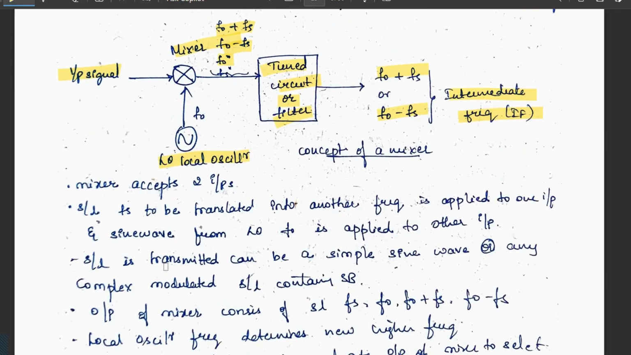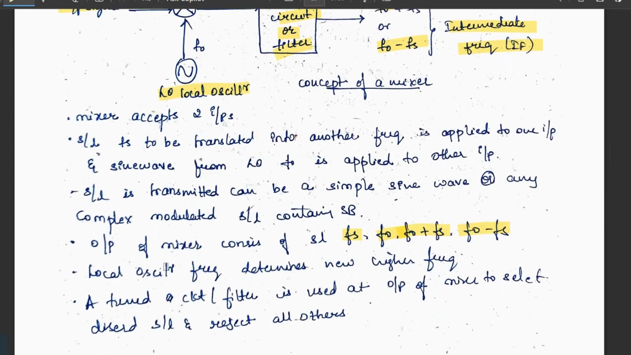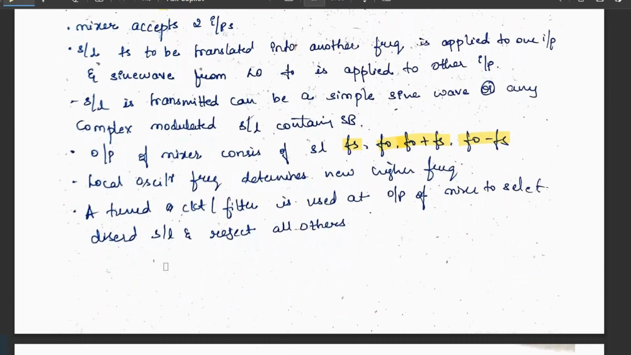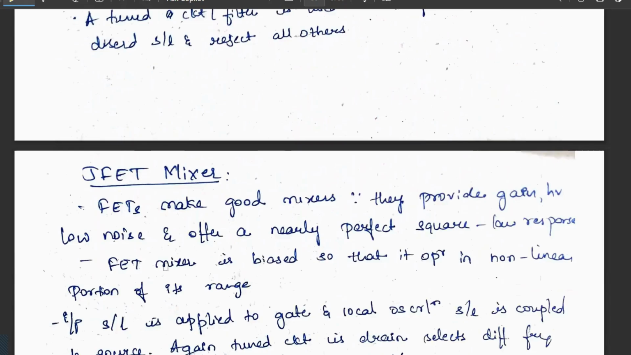It has two inputs. One is from the input signal and another is from the local oscillator. The signal may be a simple sine wave or any complex modulated signal containing sidebands. The output of this mixer consists of Fs, F0, F0 plus Fs, F0 minus Fs. So the local oscillator frequency determines the new frequency. A tuned circuit is used at the output of the mixer to select the desired signal.